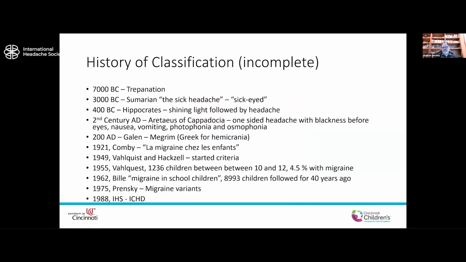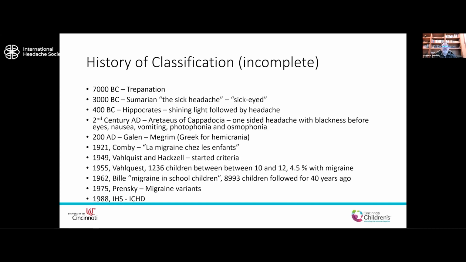So starting about diagnosis, it's not something really that's new. I put a very brief and incomplete history of the discussion of migraine, trying to get it all in one slide. There is evidence going back to 7000 BC that trepanation, or cutting a hole in your head to relieve the attacks, was evident. There's ancient writing in Sumeria that goes back over 5,000 years that talks about the sick-eyed or sick headache. Hippocrates discussed what was probably the first aura discussion, which was a shining light followed by a headache.